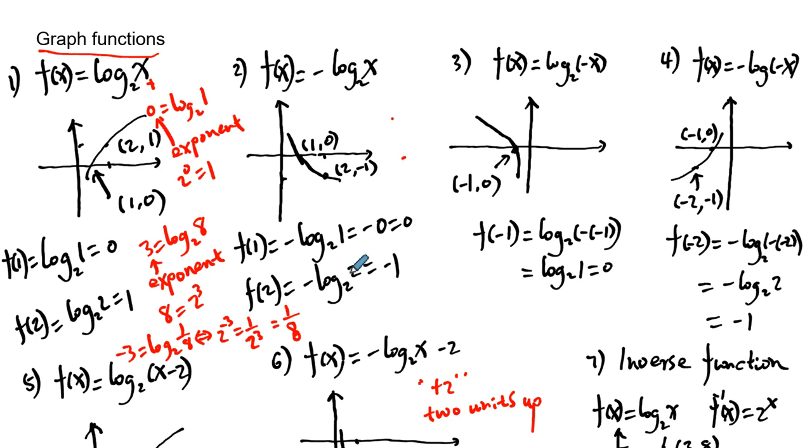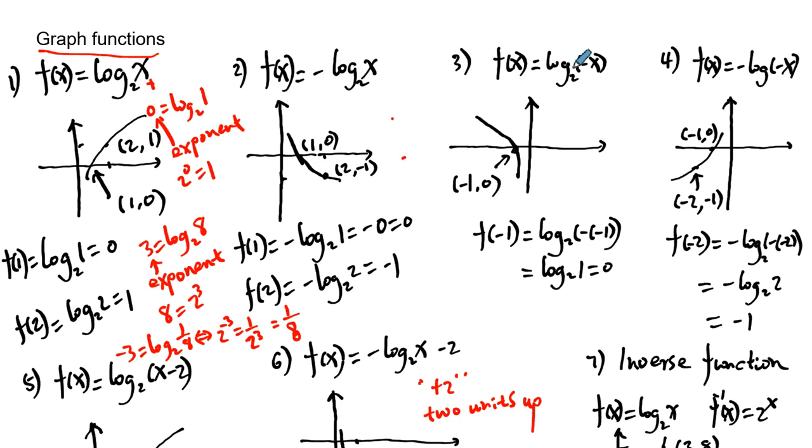If you plug in 2 here, then log base 2 of 2 is 1. You have a negative in front of it, so negative 1. So 2, negative 1 is on the picture. X is 2, y is negative 1. Basically the graph is flipped over the x-axis. This is when the negative sign is in front of log.